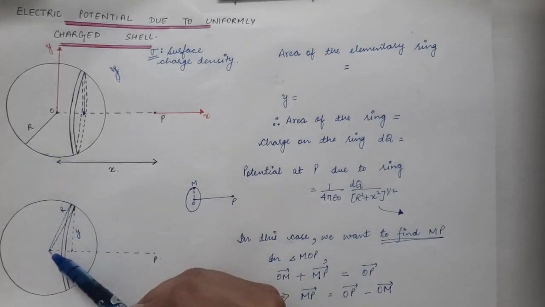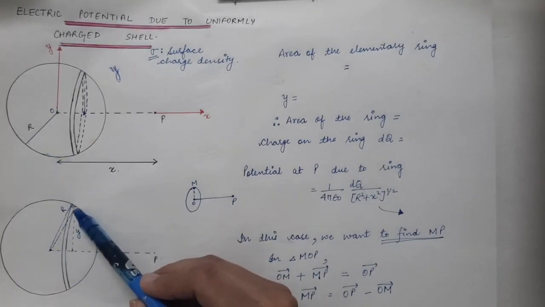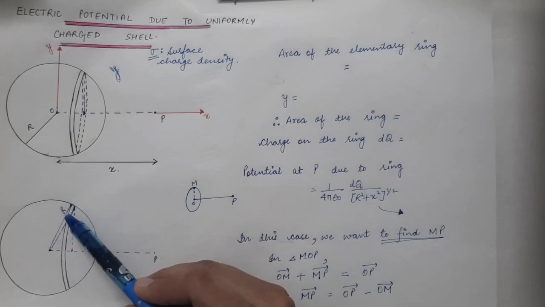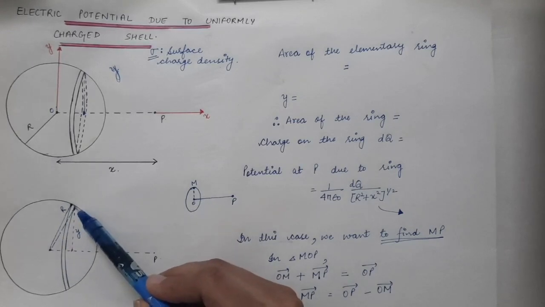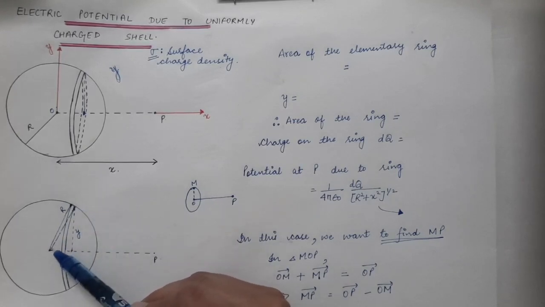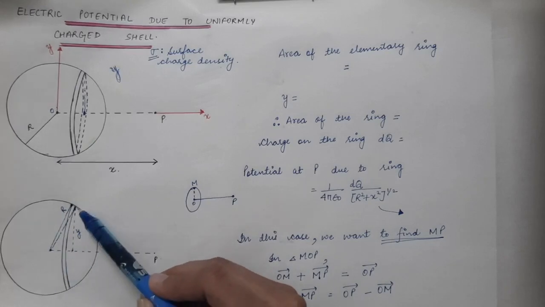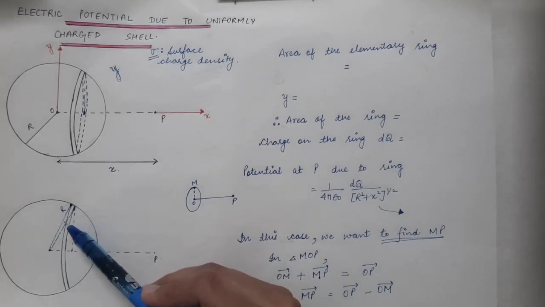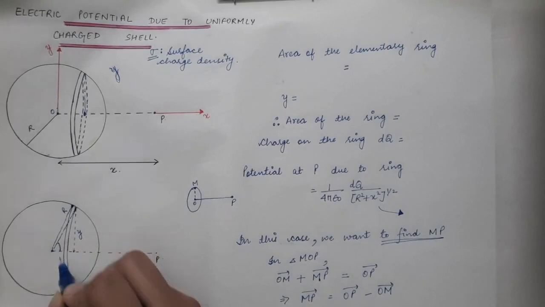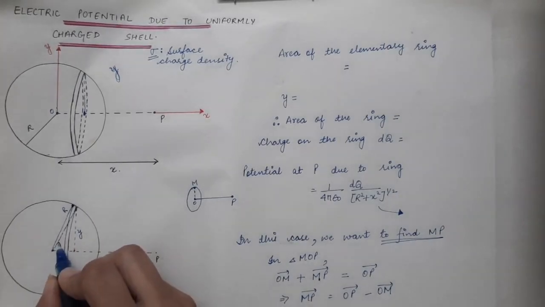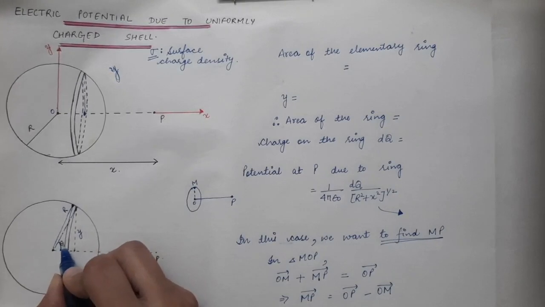So the distance from the center of the shell to this point on the elementary ring will be equal to capital R, as well as the distance from the center of the shell to this point will also be equal to capital R. So these two lengths that I have drawn will be exactly equal to capital R. Now let's say this angle which is made with the x-axis is equal to theta.